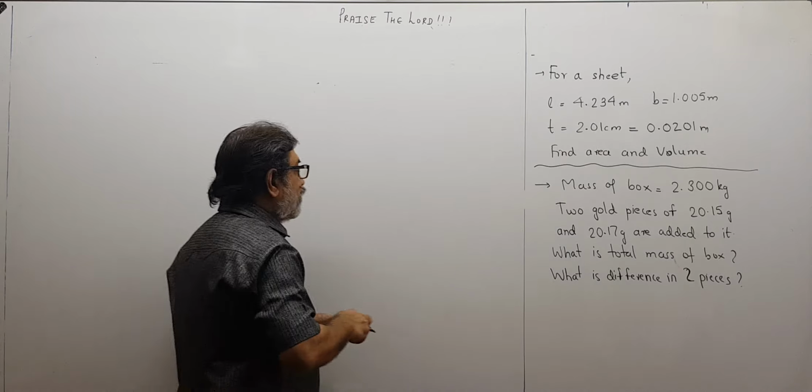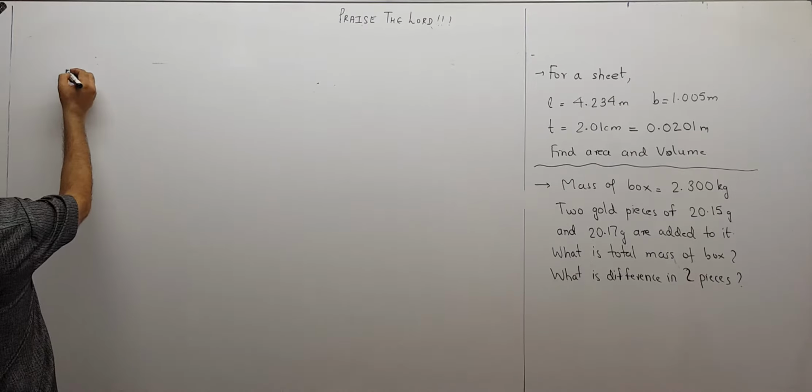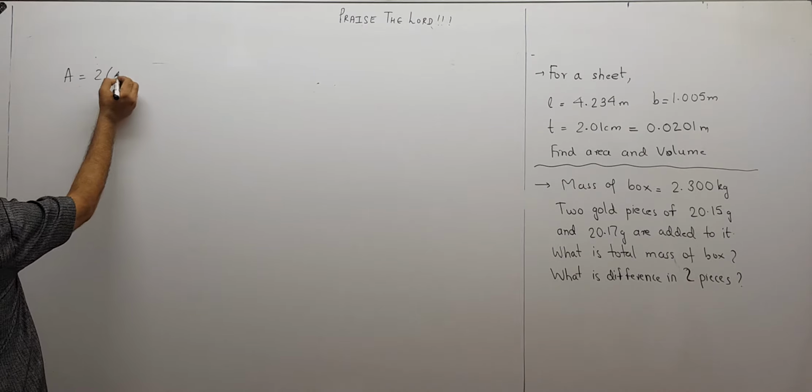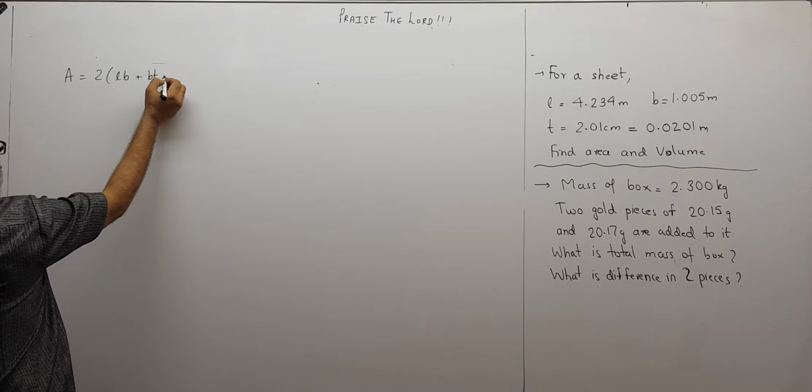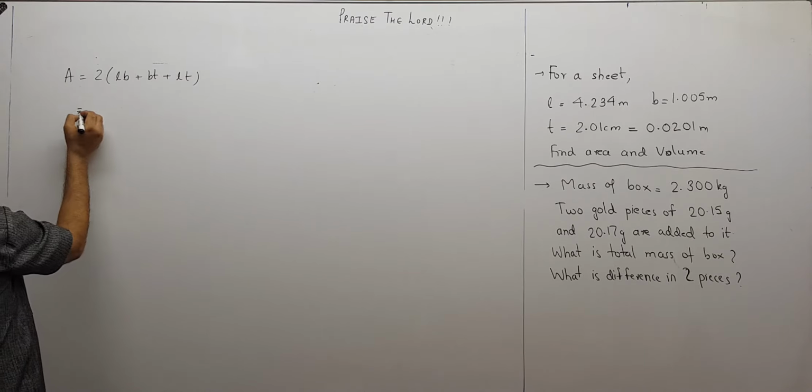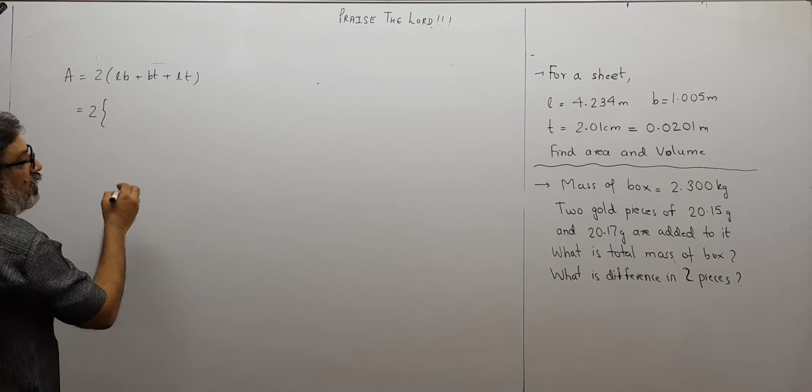So if I want the area, children, we write like this. Area will be 2 into LB plus BT plus LT. So this will be 2 into, what is the length?